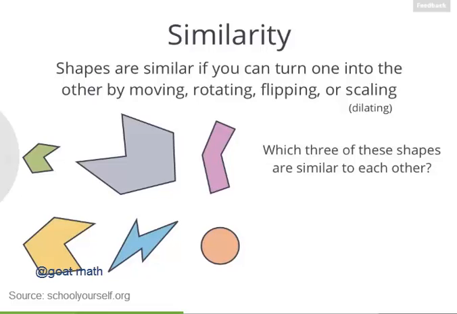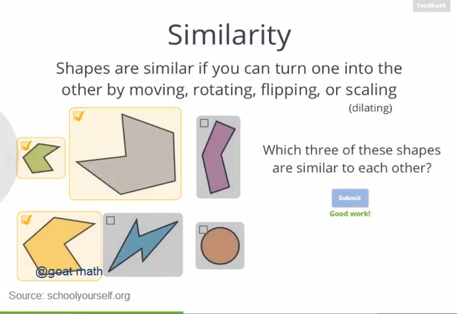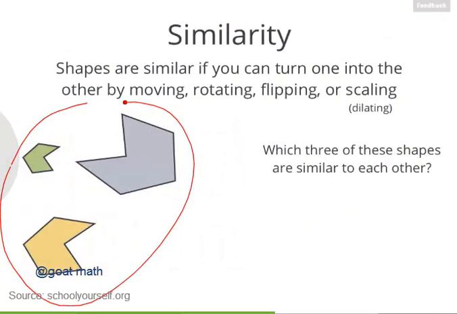Okay, so take a look at these 6 shapes here. Which 3 of these would you say are similar to each other according to this definition? In other words, which of these have the same overall shape but perhaps a different size? Excellent work! These 3 are similar.